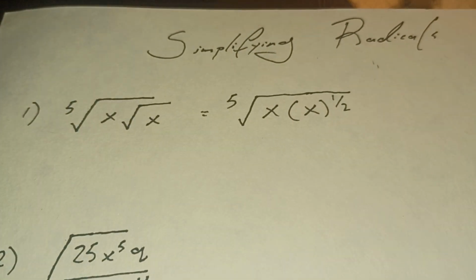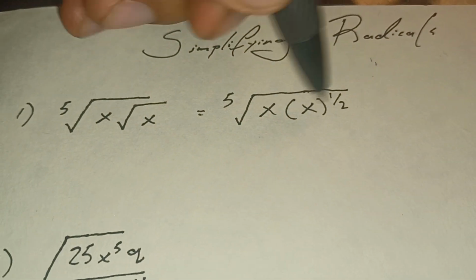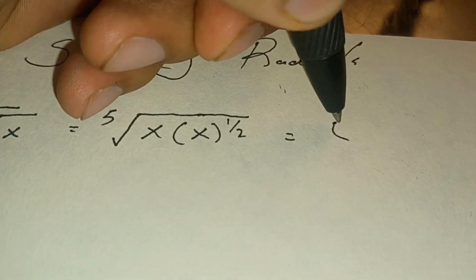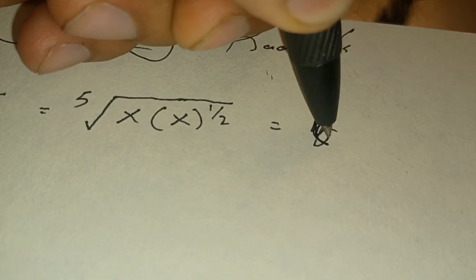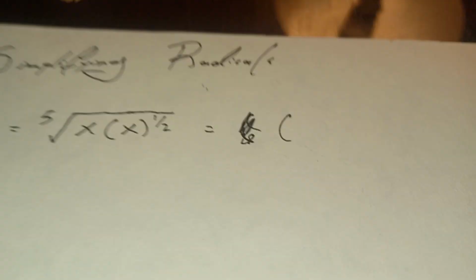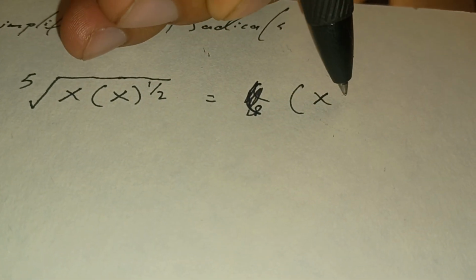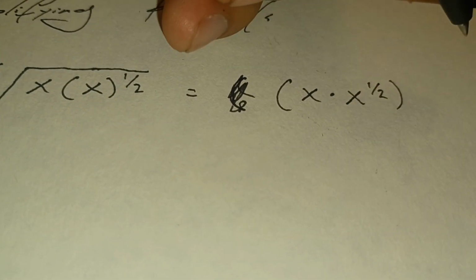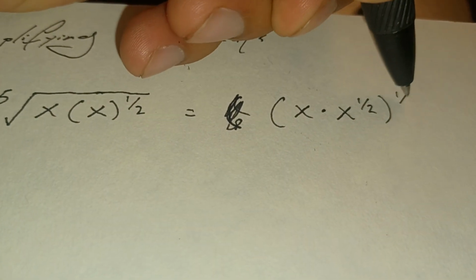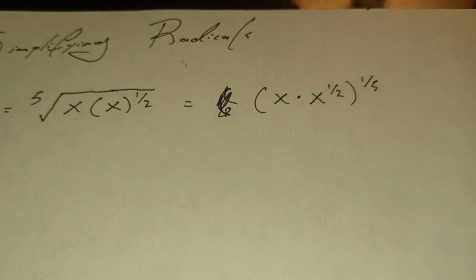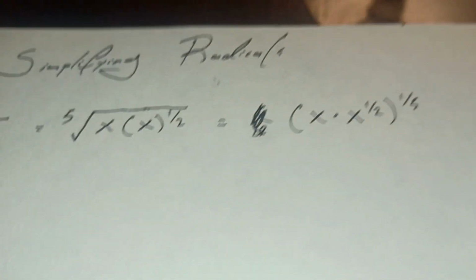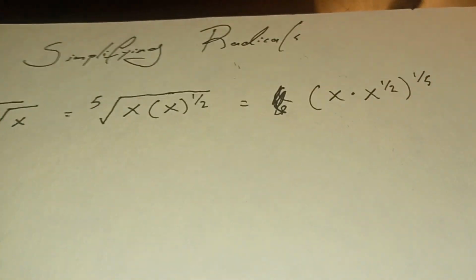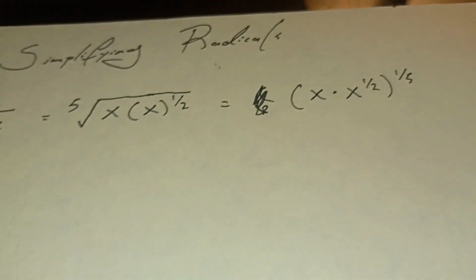All right? So we can rewrite this whole expression as parentheses x times x to the 1/2 power, raised to the 1/5 power. Why? Because when we raise this to the 1/5 power, we're basically taking the fifth root. Alright, so we can rewrite it as that.